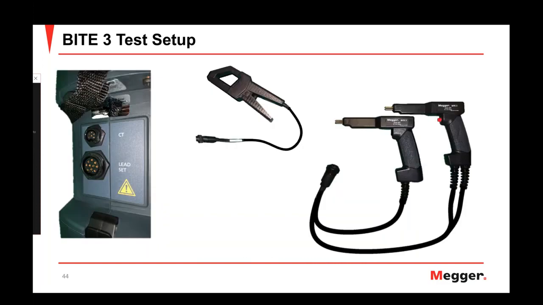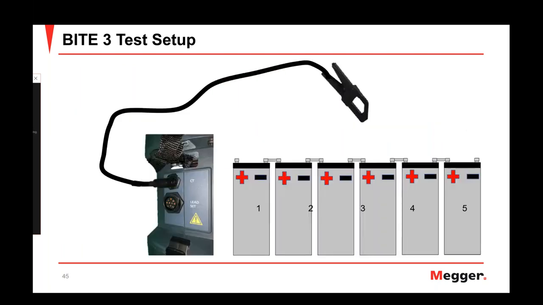So whenever we set up the BITE 3 to take our measurements, if you want to use that optional CT, you're going to go ahead and connect it to the BITE 3 in the port labeled CT here. And to connect our lead set, you're going to connect it to the J1 connector here. When you do use the optional CT for measuring with the BITE 3, you're going to apply it in the same manner as you apply the CT with the BITE 2P. And again, as we see here, it's going to be to the strap between cells 3 and 4.